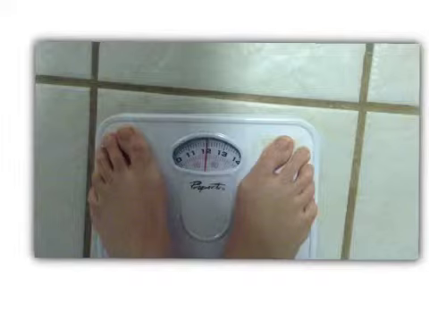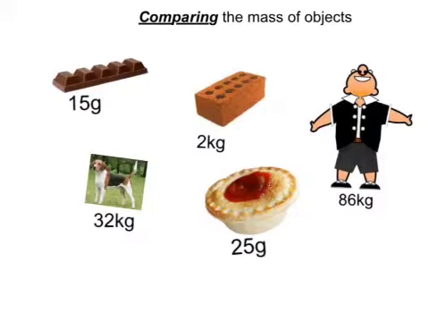We would say that the total mass on the bathroom scales is 75 kilograms. Now we're going to have a look at comparing the mass of objects. I've got a few different things on my screen here.